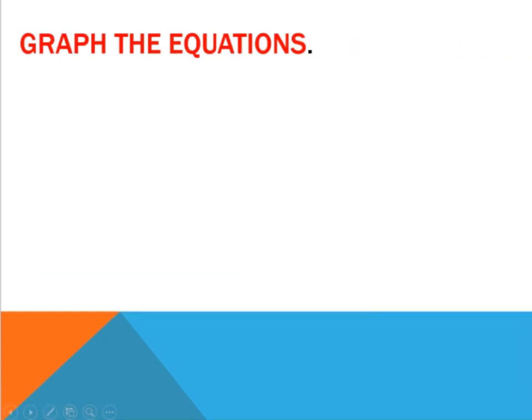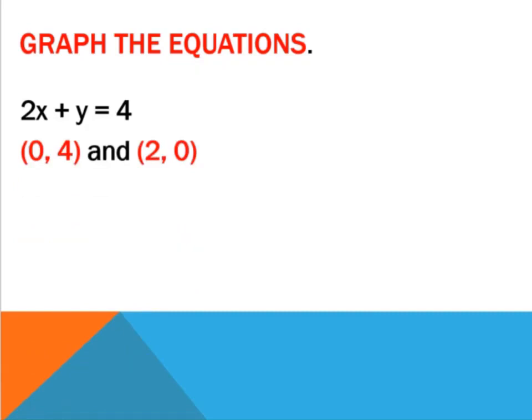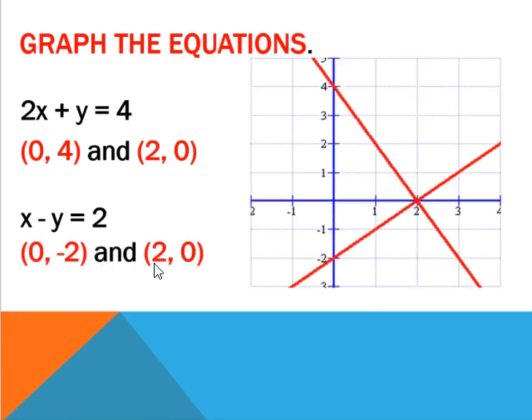Ngayon na meron na tayong dalawang points sa equation 1 at equation 2. Sa equation 1, we have 2x plus y is equal to 4. Ang points natin ay 0, 4 at 2, 0. Sa equation 2, x minus y is equal to 2. Ang points naman natin ay 0, negative 2 at 2, 0.